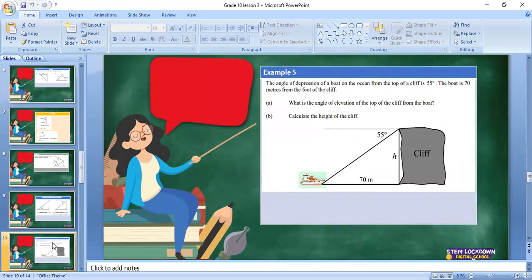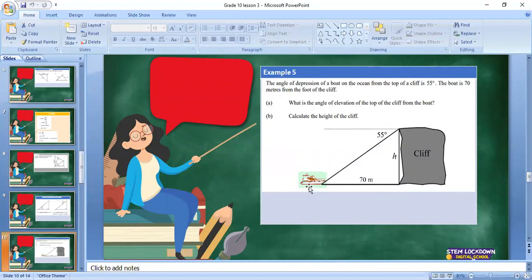Okay, now look at this. The angle of depression of a boat on the ocean from the top of a cliff is 55 degrees. The angle of depression of a boat on the sea, on the ocean. There's a boat here on the ocean.